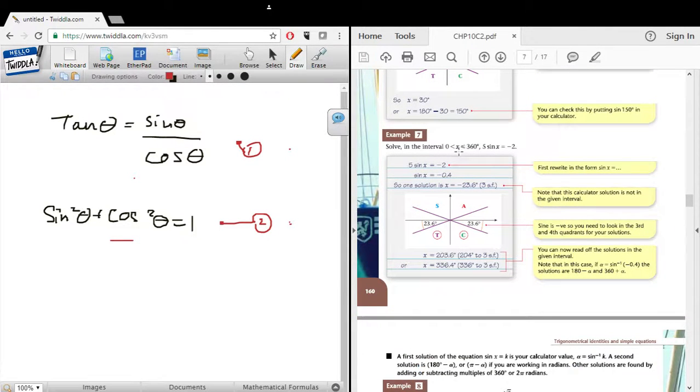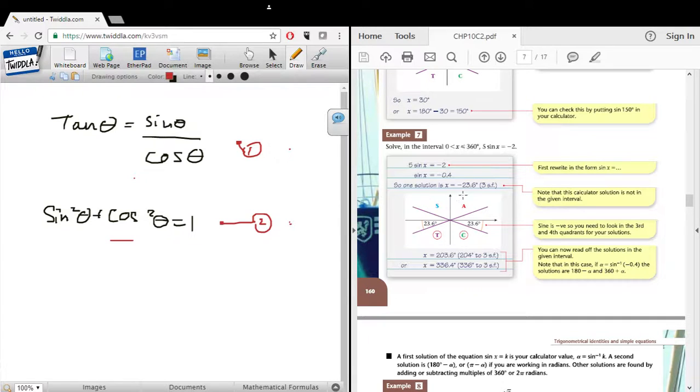Between the interval of x is greater than 0 or less than or equal to 360, we have 5 sine x equals minus 2. So we just simply rearrange by dividing by 5 on both sides. We get this value, again using the calculator to find out what x will be. So we know that it's minus 23.6 here, which means that we have to take the clockwise route. So we get minus 23.6.